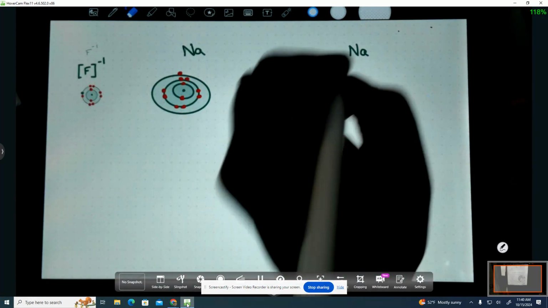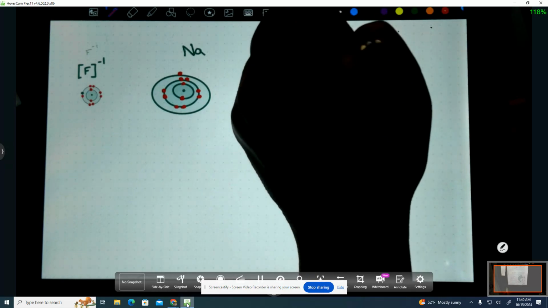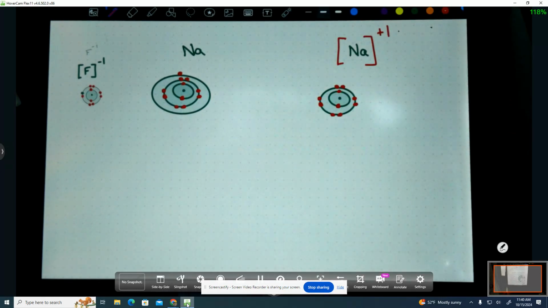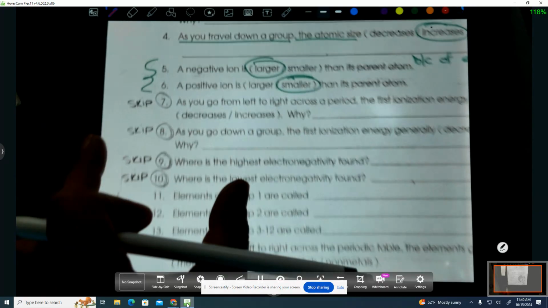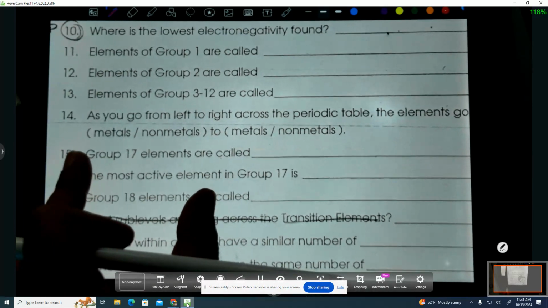All right, so now this sodium over here is a +1. I'm just going to put it in brackets and put a +1 on it. And so therefore you have a sodium +1 ion. Good? All right. So that takes care of number 5 and 6. 7, 8, 9, 10 is today's lesson, so we'll get to that in a little bit.